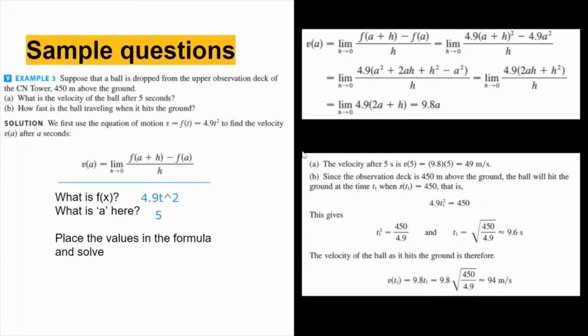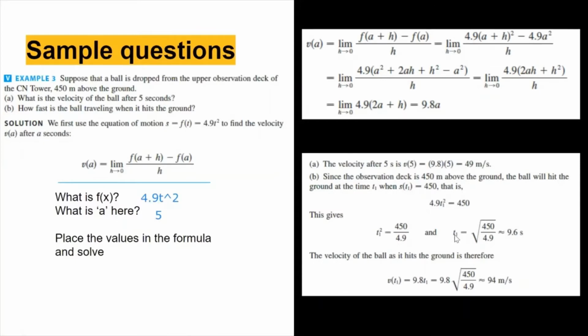For the second part, how fast is the ball traveling when it hits the ground? How fast refers to velocity. But here they are asking how fast it is traveling when it hits the ground. So we do not know at what point it hits the ground. What we do know is that 4.9 t squared is equal to distance, and the distance as given in the question is 450 meters. Calculating that, we get time is equal to 9.6 seconds.